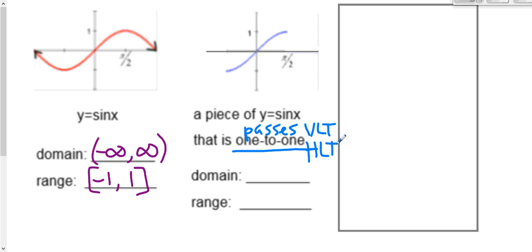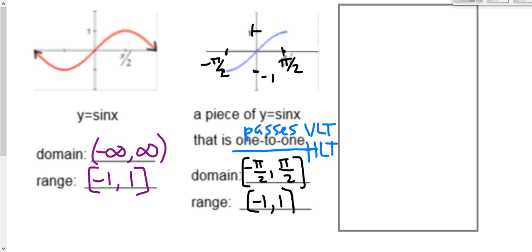Okay, so for this piece, what's the domain? Well, we see that it's going from here to here. That would be -pi/2 to pi/2. So that's the domain of that piece. If you want to think about that in terms of degrees, we're talking about -90 degrees to +90 degrees. What's the range? Well, you can see it still goes from a height of -1 to a height of 1. Now, if I take just that little bit of the sine graph and I find its inverse, I will get something that is a function.